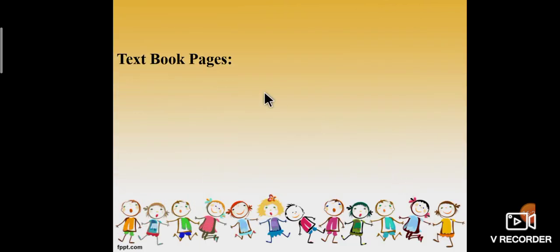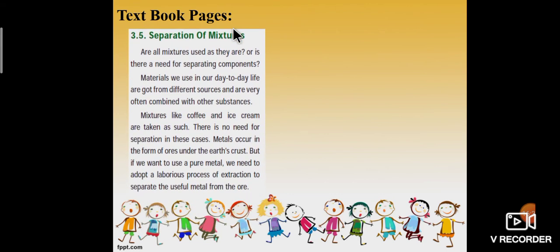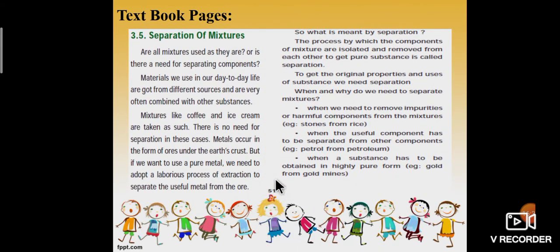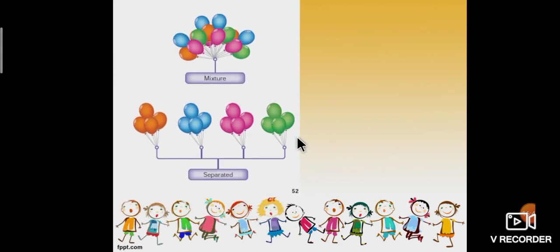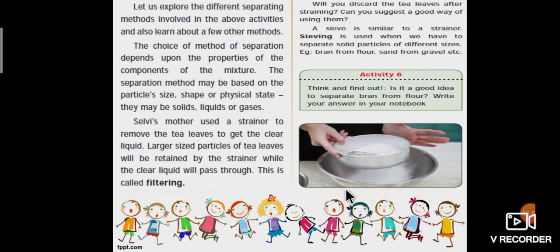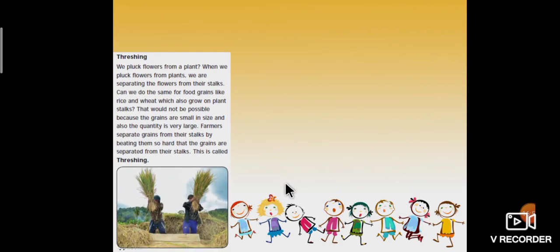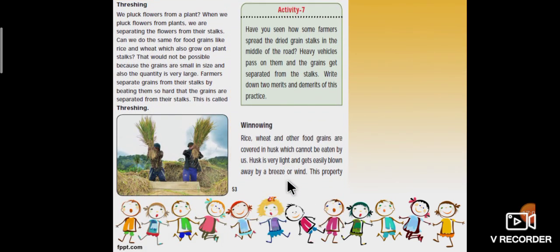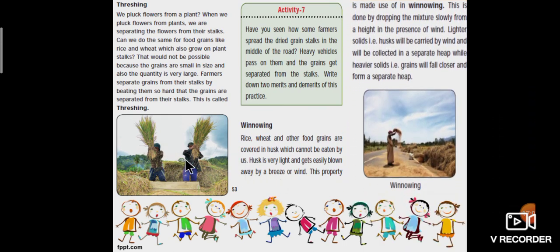Okay students, it's time to see the textbook pages. Page number 51 gives the definition of separation of mixtures and need of separation. Page number 52 explains how to separate a mixture with the conversation, which I explained earlier with the examples. Page number 52 also explains the sieving method, that is separating solids of different sizes. Page number 53 explains the separation methods of threshing and winnowing. Removing grain from stalks is the threshing method. Separating lighter solids from heavier ones is called the winnowing method.